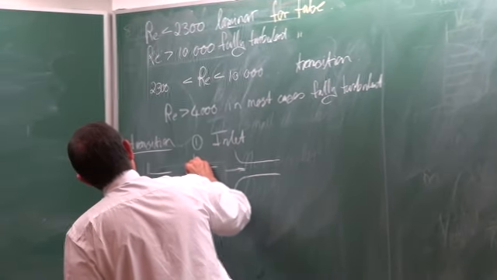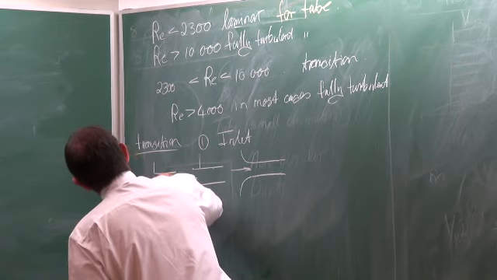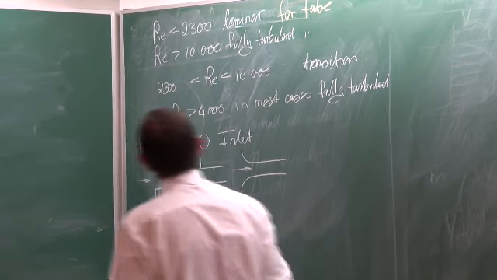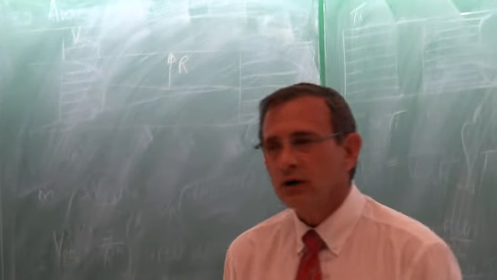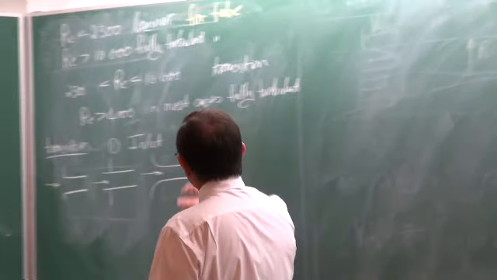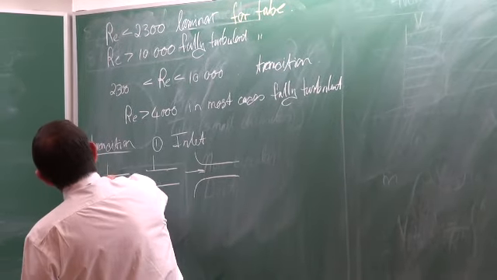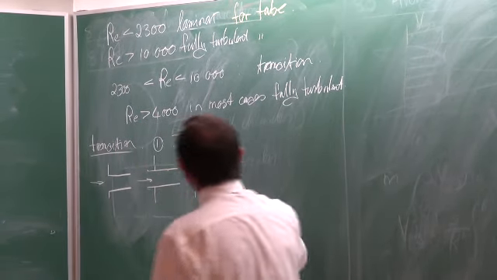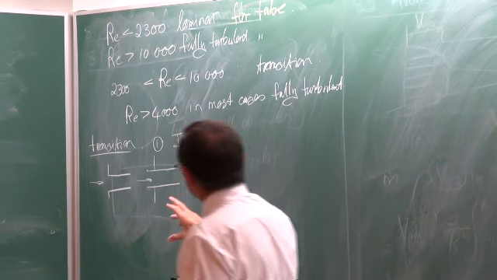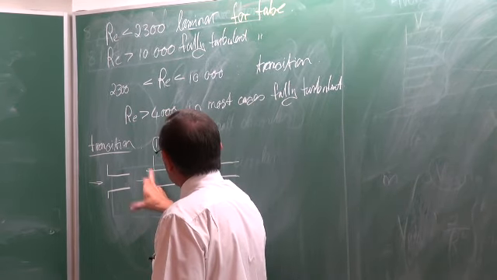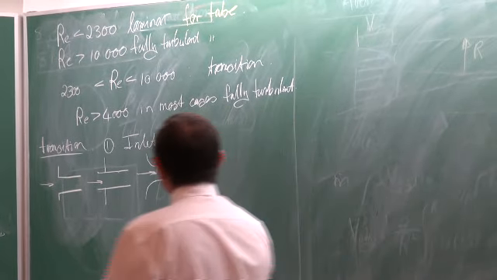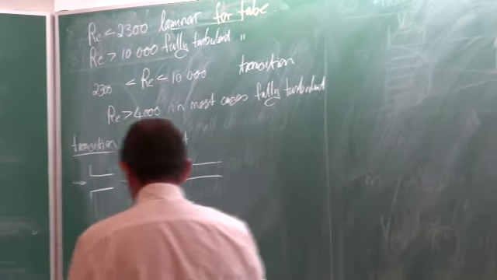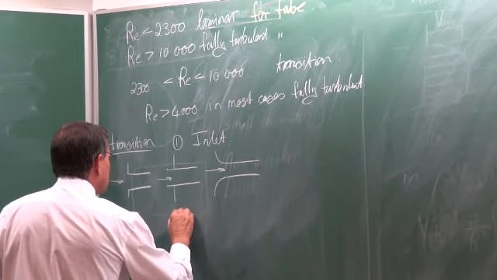But not only that, the smallest manufacturing difference will influence the transition. So the type of inlet, the geometry of the inlet, and any small manufacturing disturbance, or the fact that this length is not exactly the same as that length, will influence the transition. So that is the first influence on transition. The second one is vibrations.